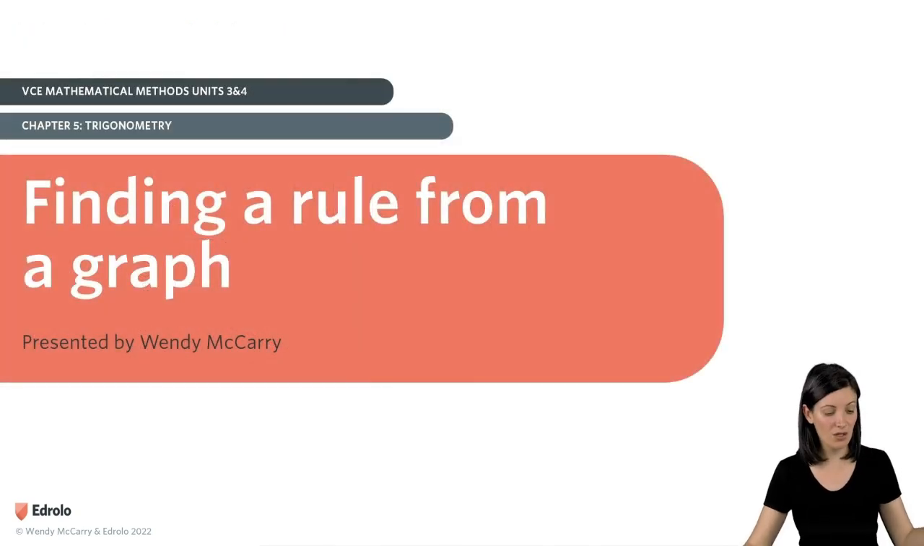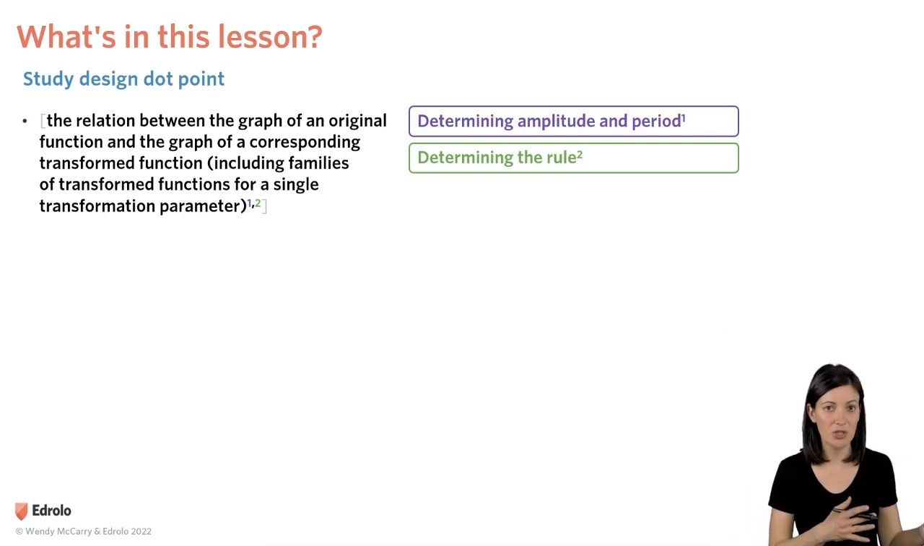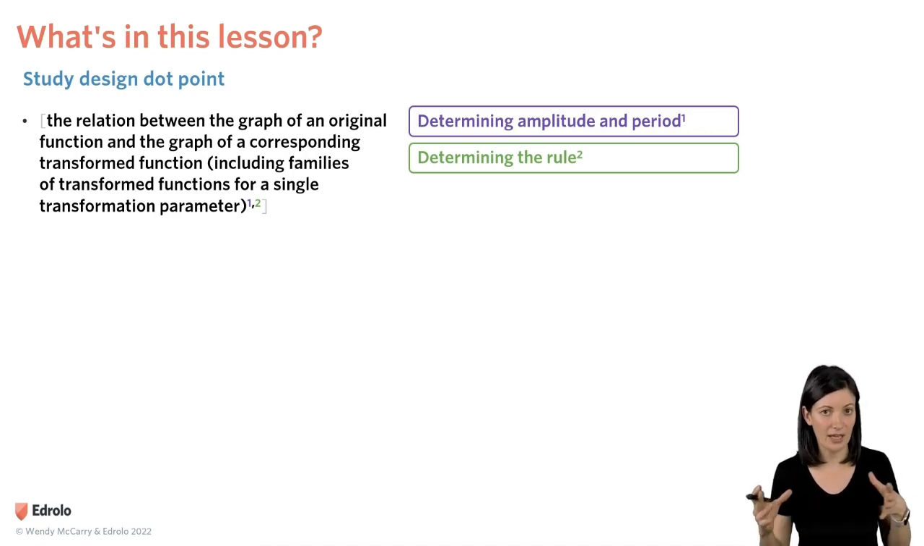So today's lesson is called Finding a Rule from a Graph. We want to find the equation of a sine or a cosine curve. We're going to do this in 2 steps. First, we're going to look at determining the amplitude and the period from an actual graph, and then we're going to go right into writing the actual equation or the rule for that graph.